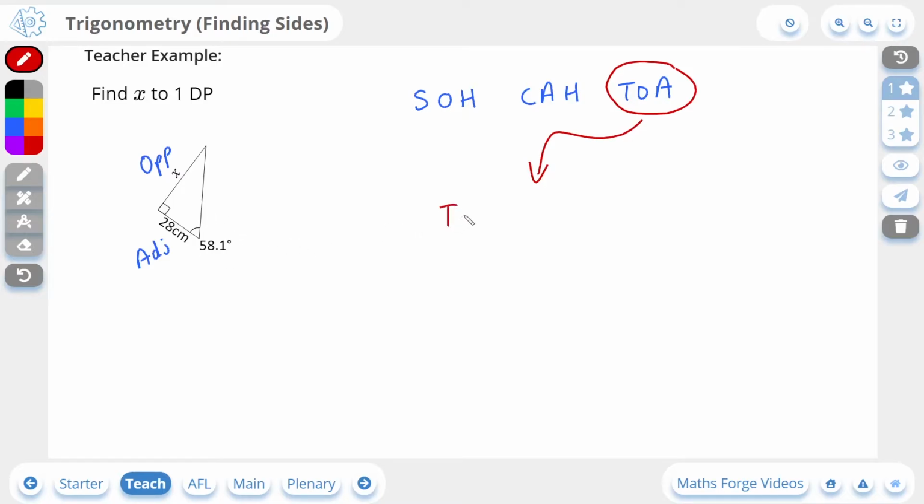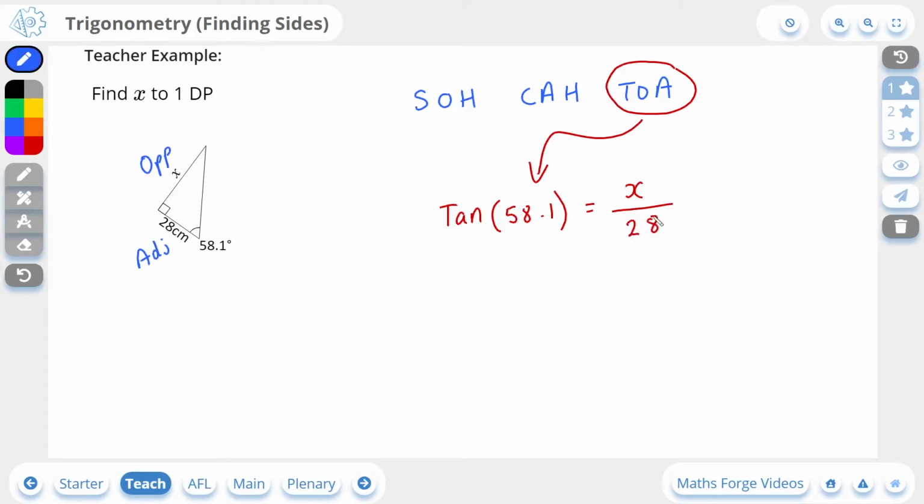We're going to have tan on the angle that we're dealing with, which is 58.1, is equal to the opposite side, so O is first, and in this case the opposite side is x, which is what we're looking for, over the adjacent side, so A is second, and that goes in the denominator. And in this case, the adjacent is 28.